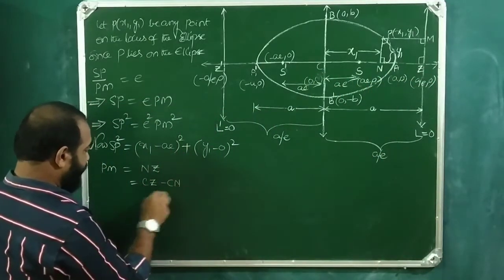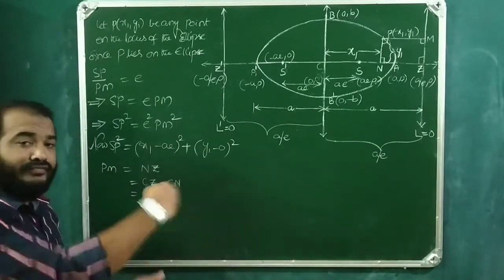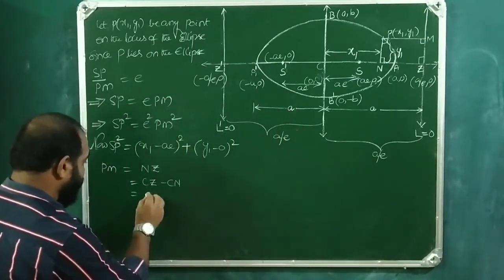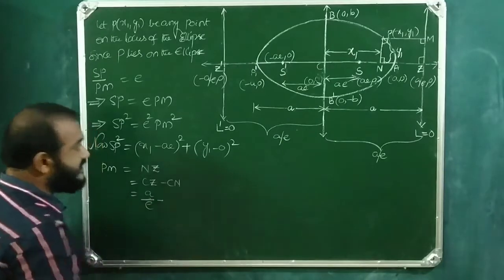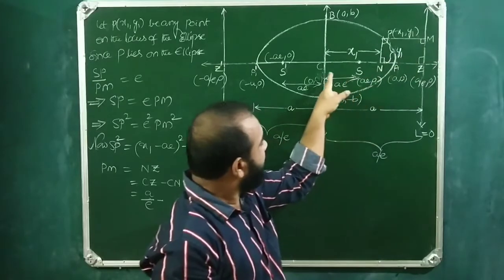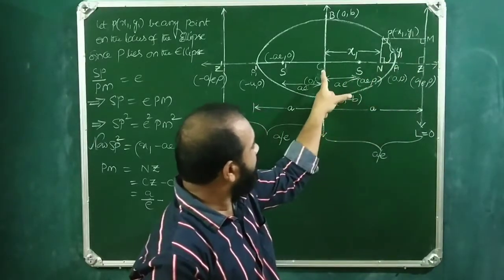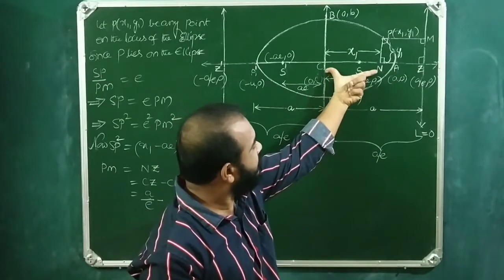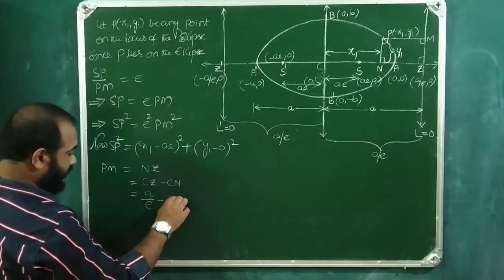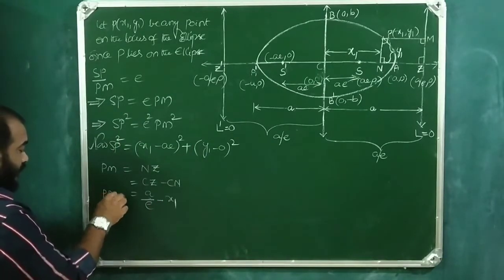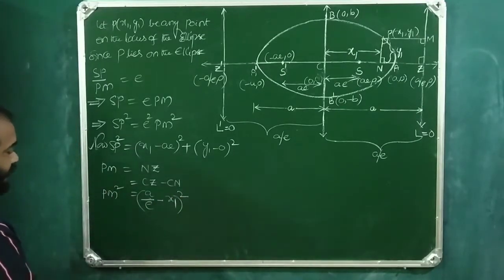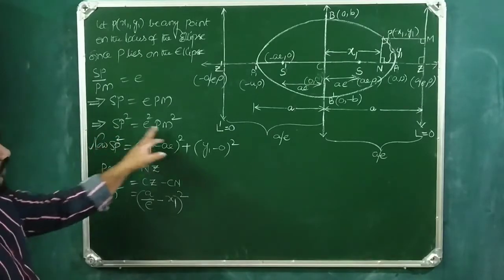CZ minus CN. What is CZ that we have obtained before? CZ is a by e, minus CN. Since this is P(x1, y1), the distance of this N from the origin is x1 and this height is y1. Therefore CN is x1. So this is PM, and PM square is this square. Now SP square is equal to e PM square.